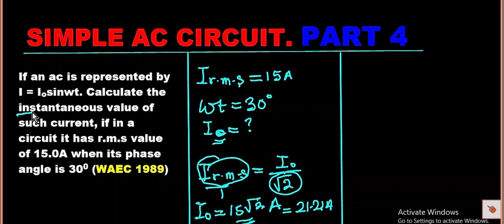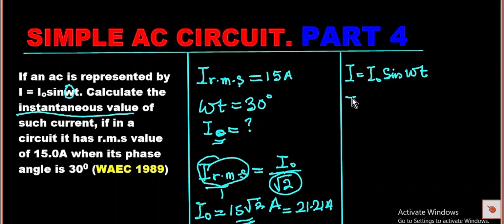I can now find the instantaneous value of the current, and the instantaneous value of the current is just the value of that current, which is always given, according to our equation, as peak current multiplied by sine omega t. Please always know that this is not W. It is omega. It's not an English alphabet.